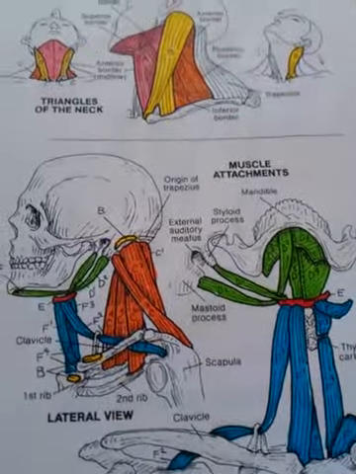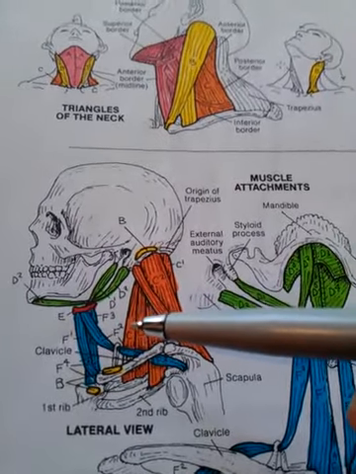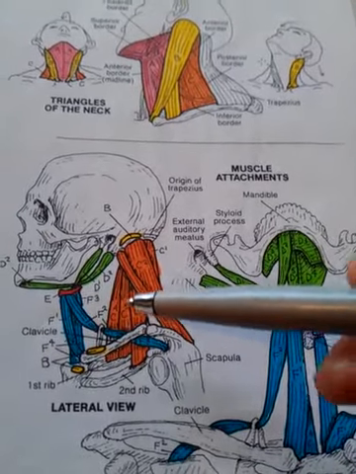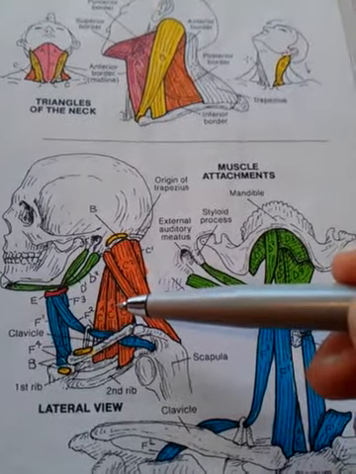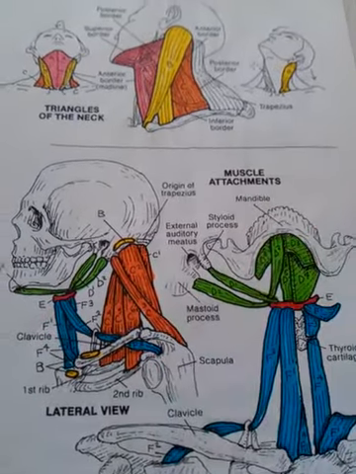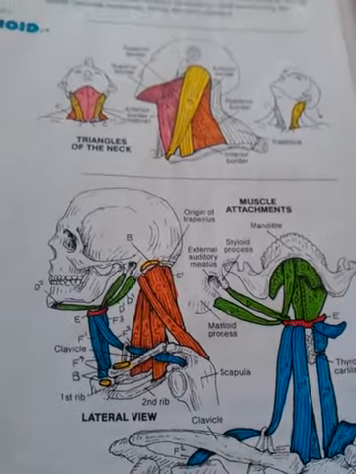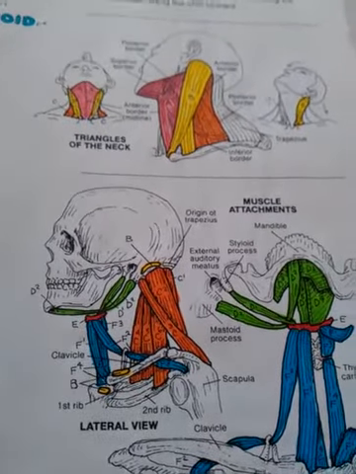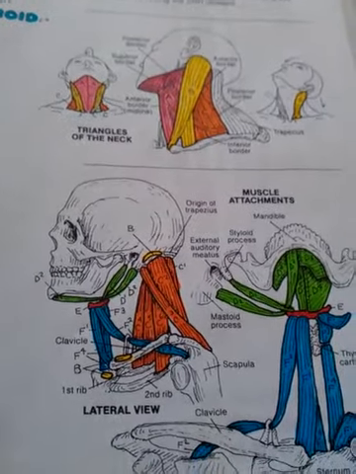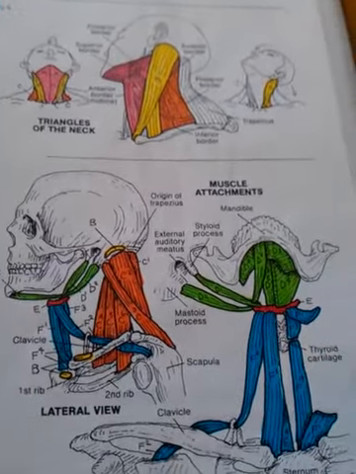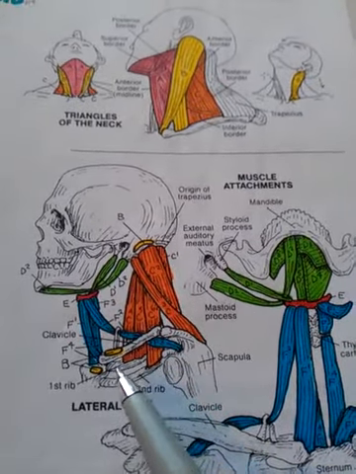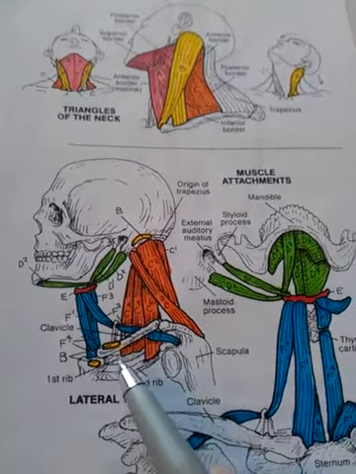Lastly, the scalene muscles, anterior, medial, and posterior scalene muscles. The anterior scalene muscle, scalenus muscle, originates on cervical vertebrae 3 to 6 on the transverse processes and inserts on the first rib in front of the groove of the subclavian artery.